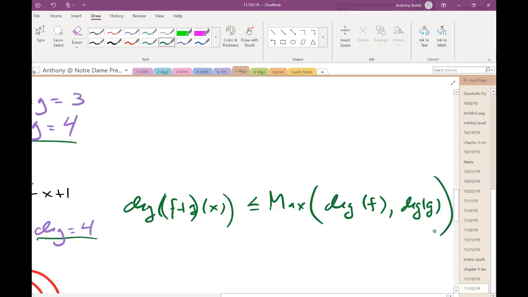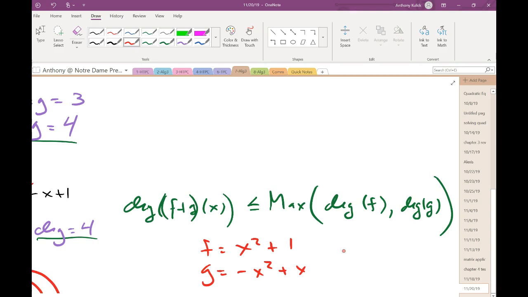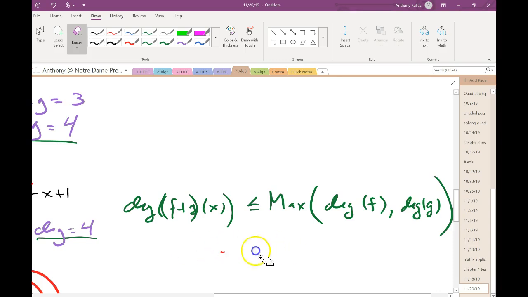Why did I put less than or equal to rather than a straight equal sign there? How could it end up being less and not equal? If it canceled out, great. So suppose f was equal to x squared plus 1 and g was negative x squared plus x. If I added those, the result would be x plus 1, right? Which has degree less than the maximum of the degrees of f and g. So we have to be a little bit careful. That's why we have a less than or equal to. Everybody see that?